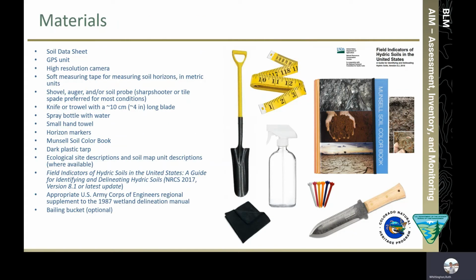Materials for this method include the soil data sheet, a sharpshooter shovel, auger, or soil probe, a soil knife or trowel, a tape measure, a squirt bottle, a Munsell soil color book, golf tees for marking horizon boundaries, and the Guide to Field Indicators of Hydric Soils in the United States, as well as the appropriate supplement for your ecoregion.